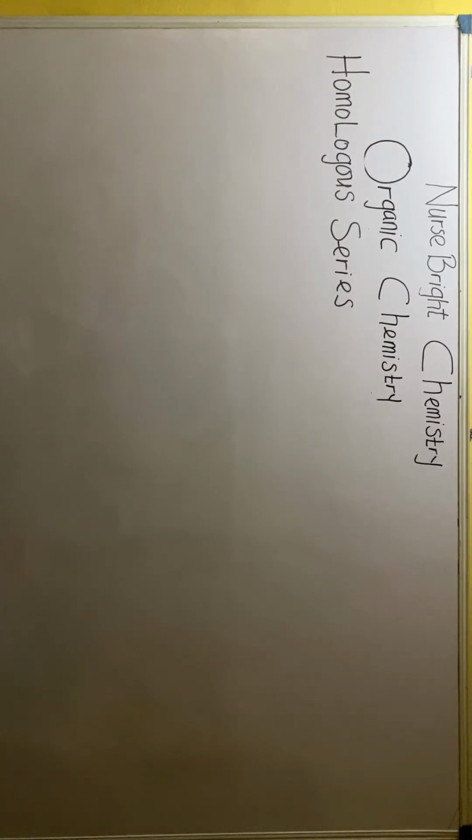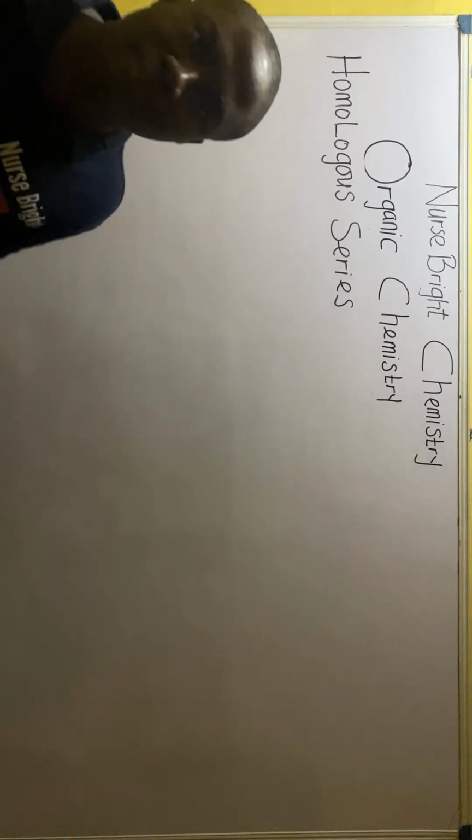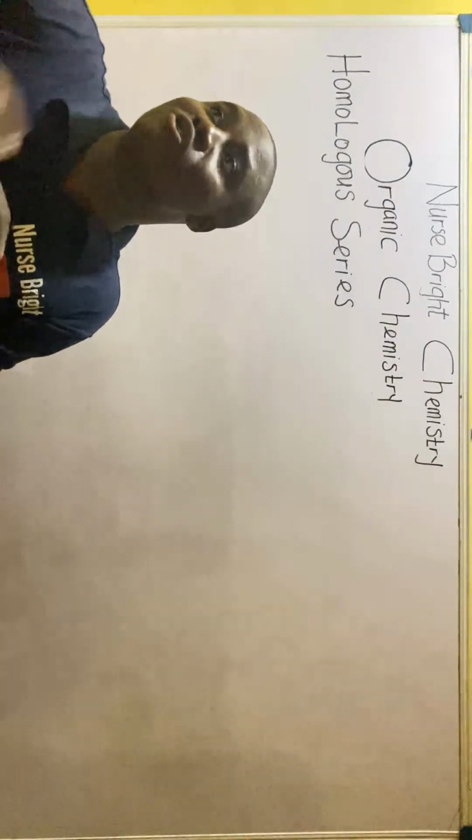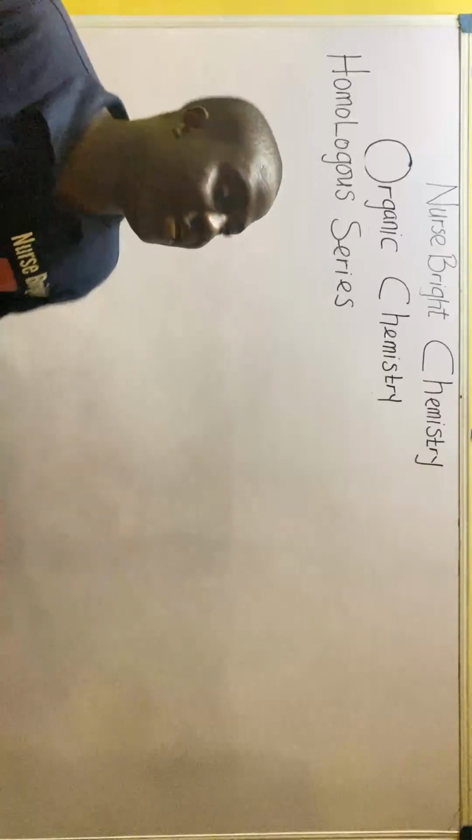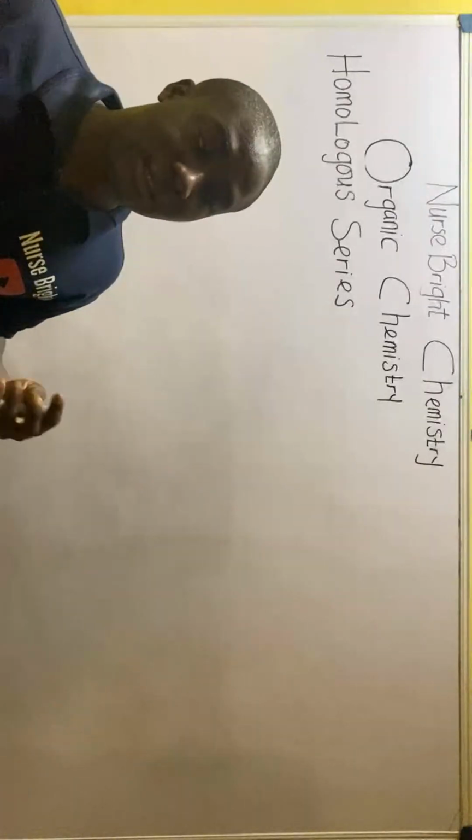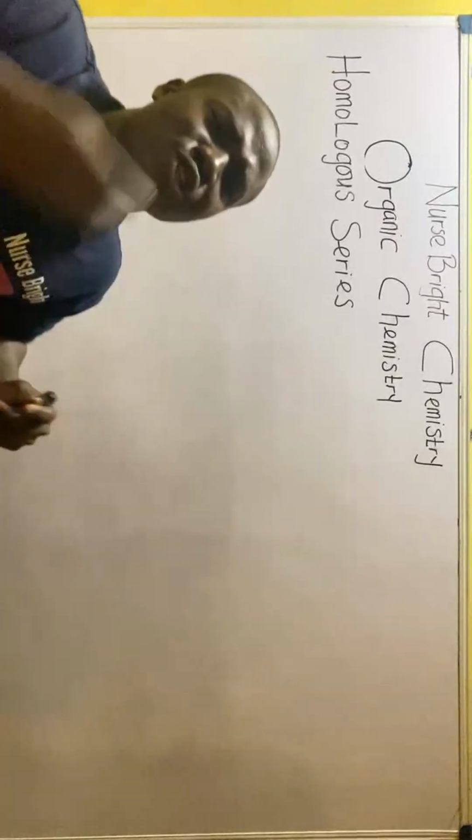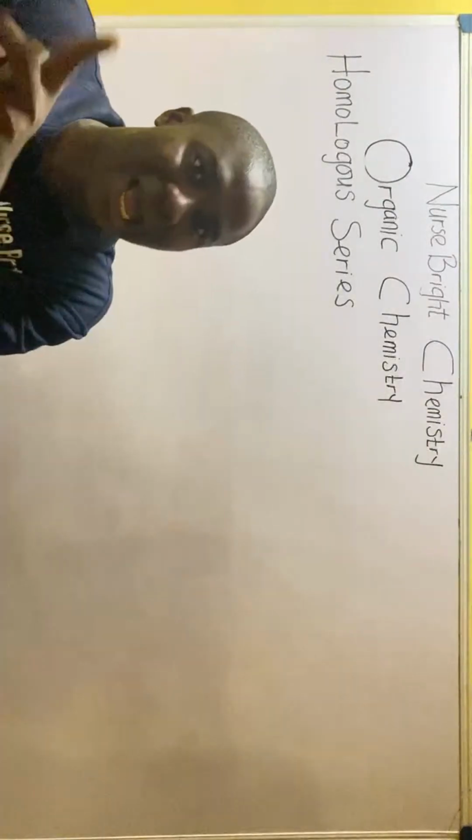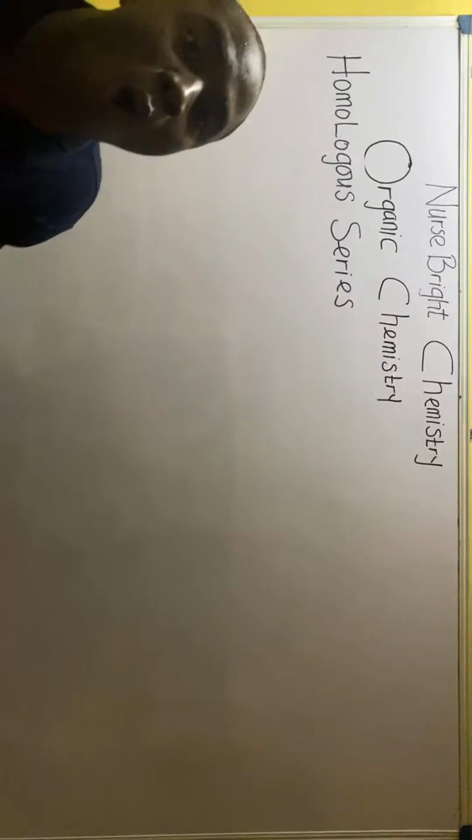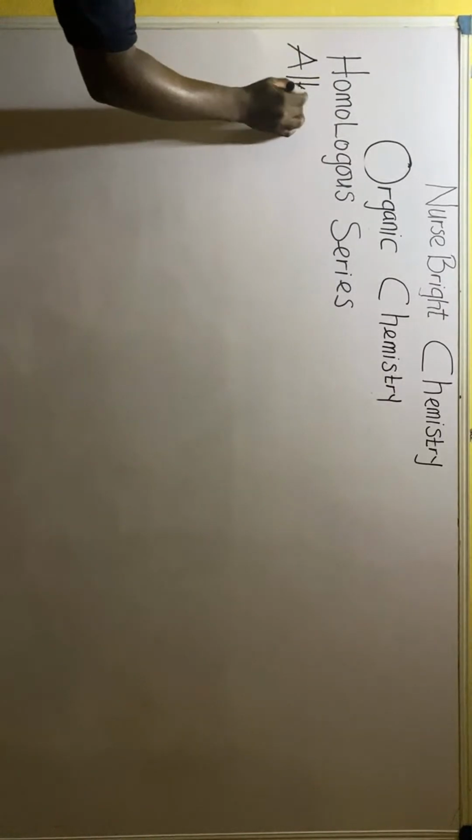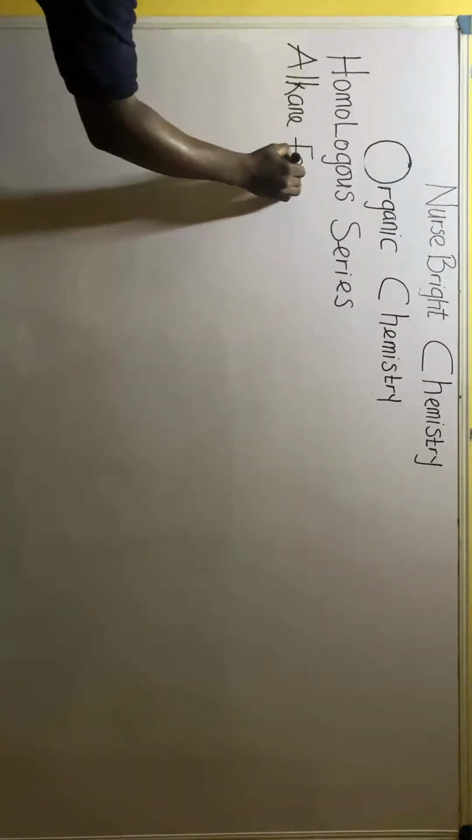Everybody listen. Homologous series is simply, let me just use layman understanding, like families of compounds. So in real life, I can say your own particular family is a homologous series. Different families. But in chemistry, we call them families of compounds. Now, the first family we've been playing with is the alkane family. So you don't have to think too much.